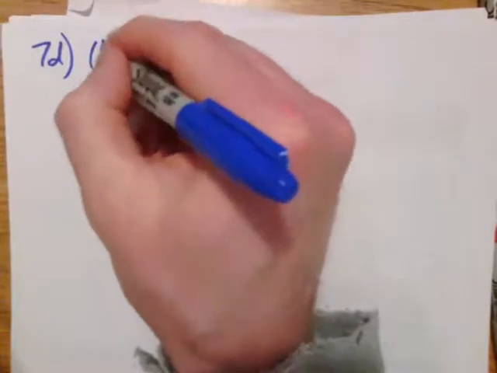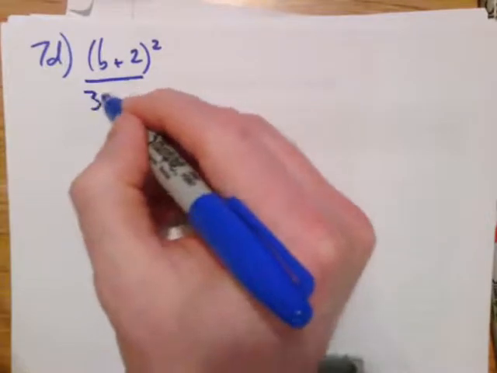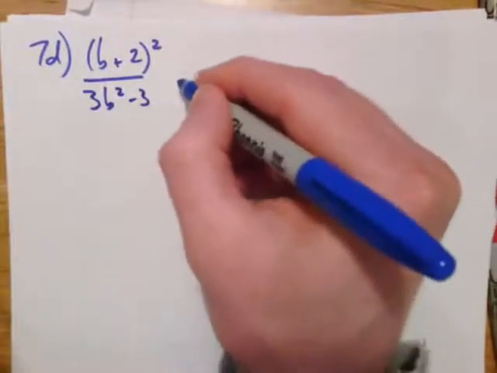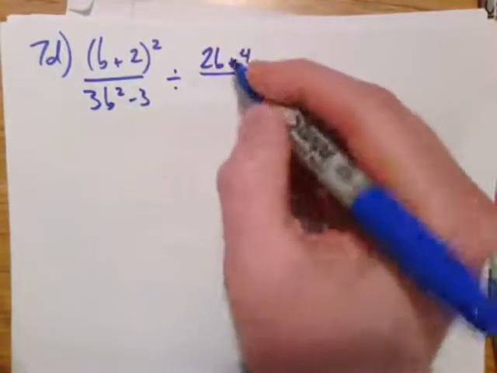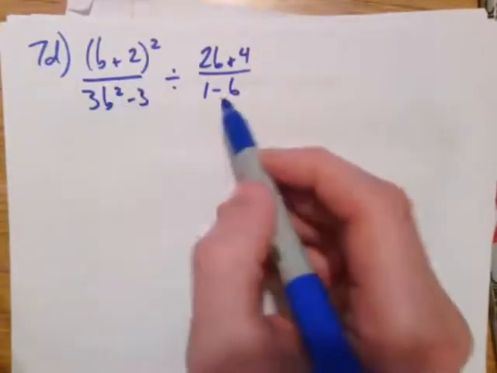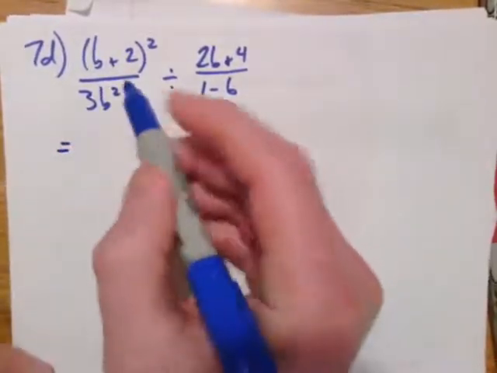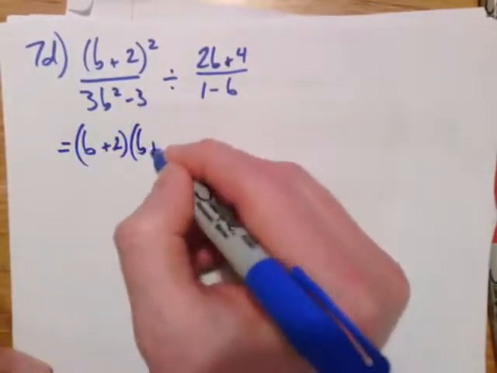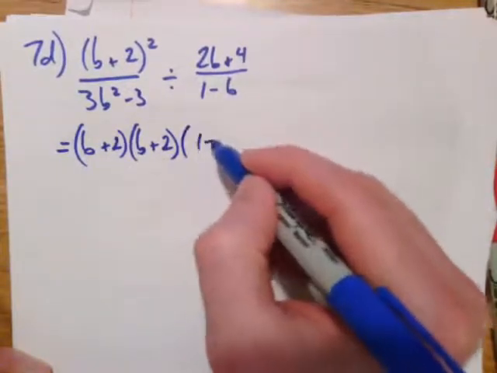We've got b plus 2 squared, that's interesting, over 3b squared minus 3, that's a difference of squares in hiding, I'll show you in a sec, divided by 2b plus 4, got a 2 that's common, over 1 minus b. Nothing's going to happen there. This is a fun one, because over here you're going to get some b minus 1. I'm just going to go down from here. B plus 2 squared, so I'm just going to write it out twice: b plus 2, b plus 2. Now we've got to flip this and multiply, right? So 1 minus b.